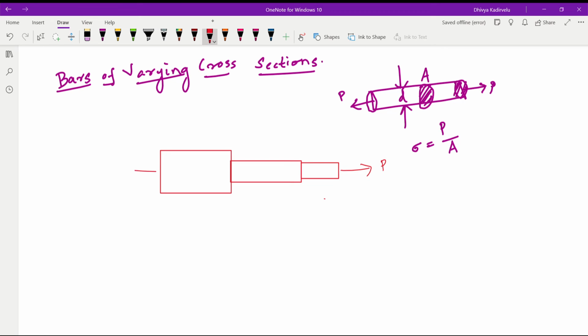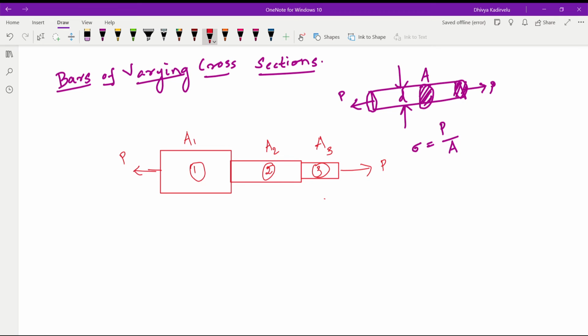So this whole section is subjected to some external force P. Suppose we name this bar as the first bar and second bar, and this one is the third bar, right? And the area of this first bar is A1, the area of this bar is A2, and the area of this bar is A3. So how can we calculate the stress value in all the three sections?